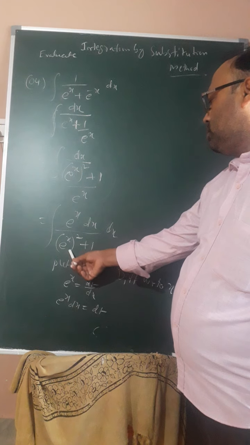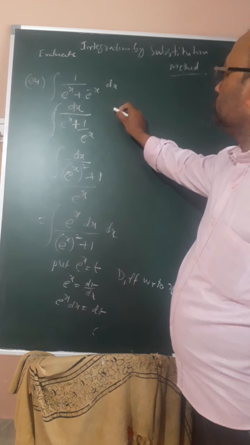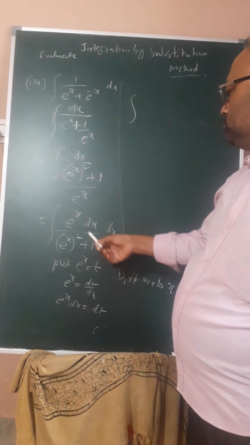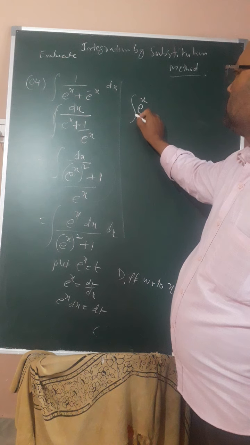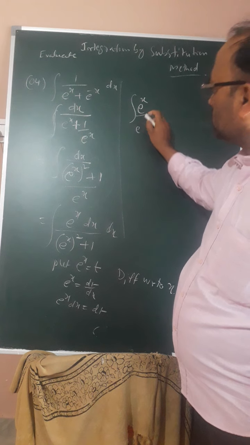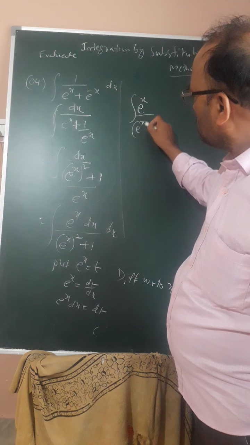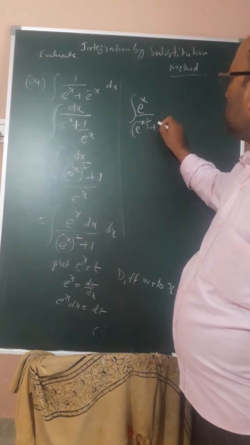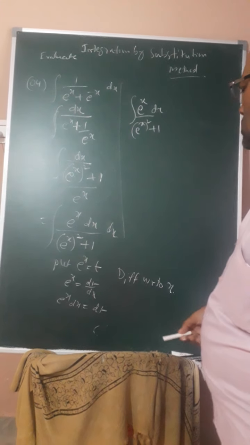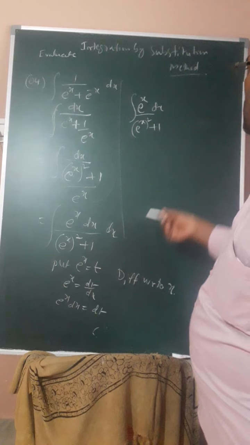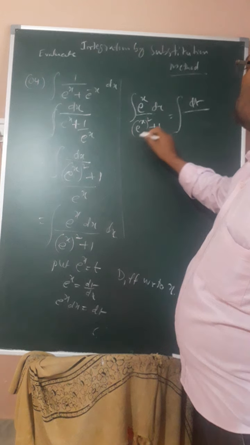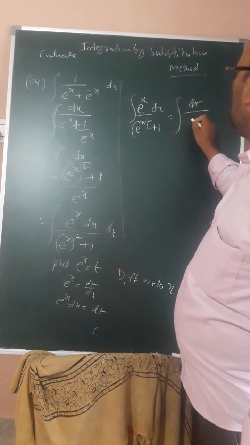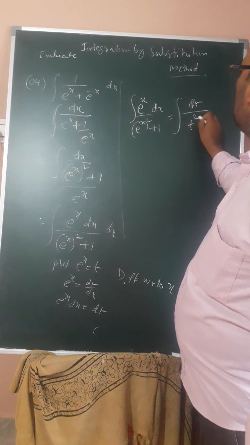Now the given integral changes to integration of e raised to x by e raised to x square plus 1 dx. So e raised to x dx is dt. This term will become dt, and e raised to x is t. Square term is there, plus 1.